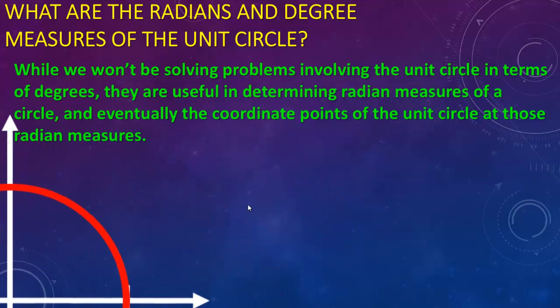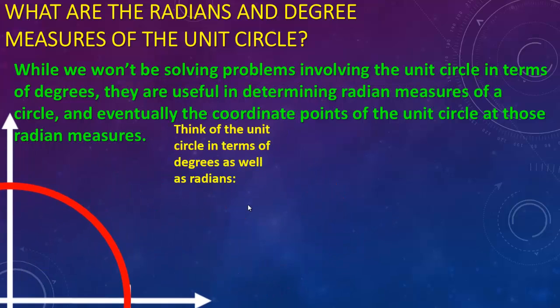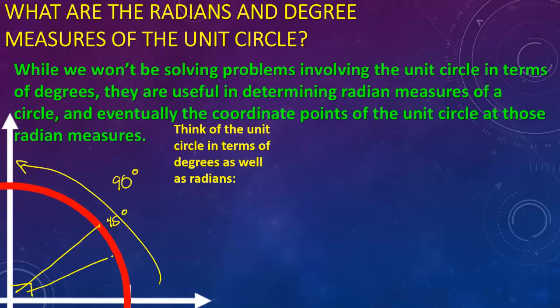Alright, so let's just look at quadrant 1 like I said. Now we want to think of the unit circle in terms of degrees as well as radians. Everyone should know that from here to here is 90 degrees. If I draw in an angle here, that'd be 45 degrees. That could be 30, and 60 would be right there.